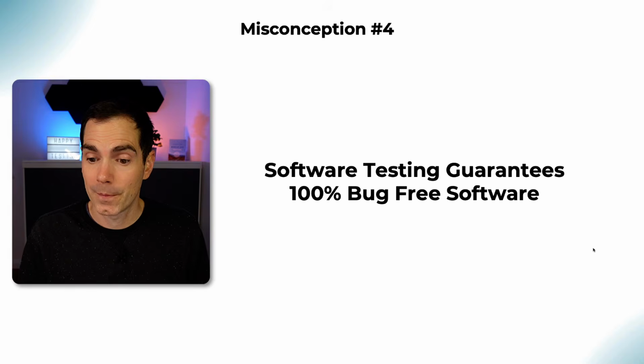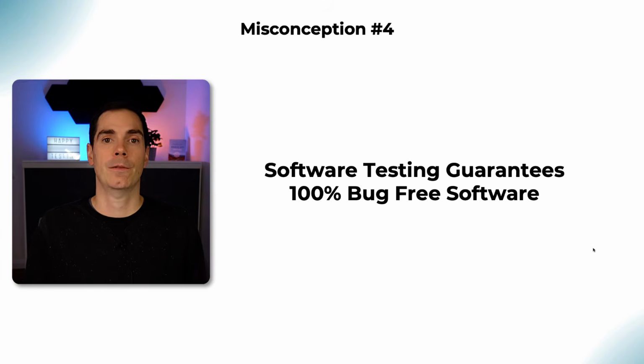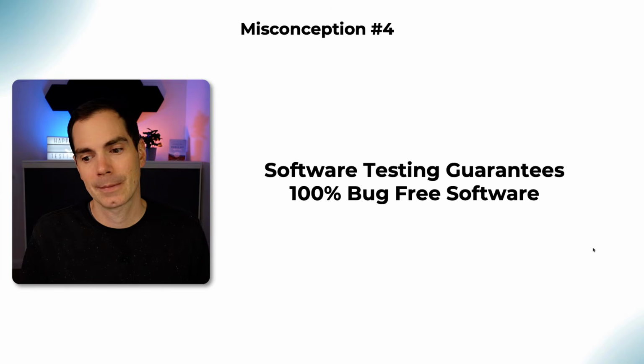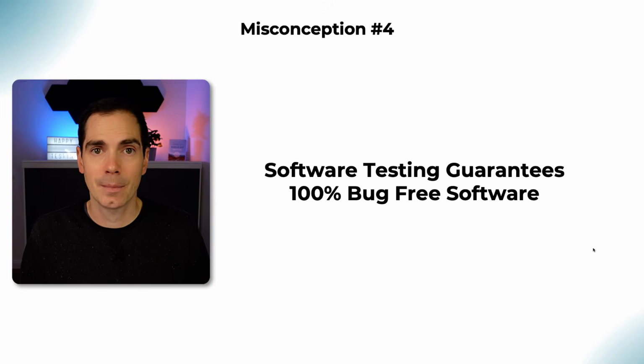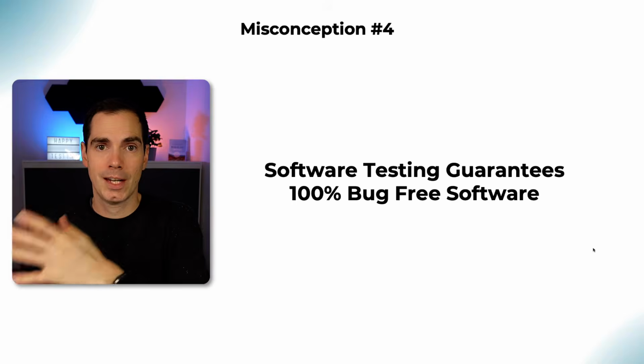Misconception number 4. Software testing guarantees 100% bug-free software. Yes, quality assurance, right? Let's assure the quality. And yeah, I usually bring up that example. If something bad is coded in the beginning, you cannot test in quality.